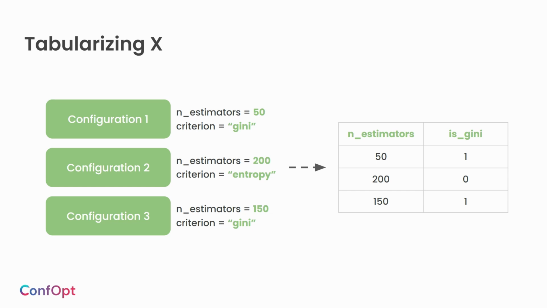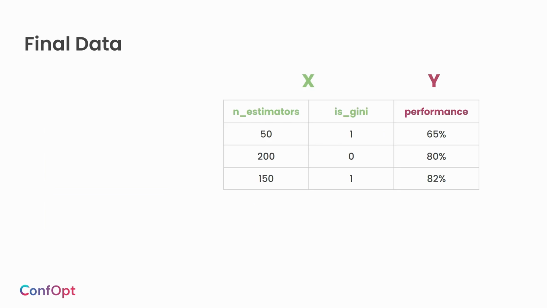And so this is how you can go from raw configurations to actual data that you can train a model on. And so you'd end up with some final data like this, where, for instance, for a configuration that has 50 estimators and a Gini splitter, we get 65% performance, et cetera. And the idea is then I train a linear regression on this so that I can glean some patterns about how the number of estimators or the Gini choice affect performance.